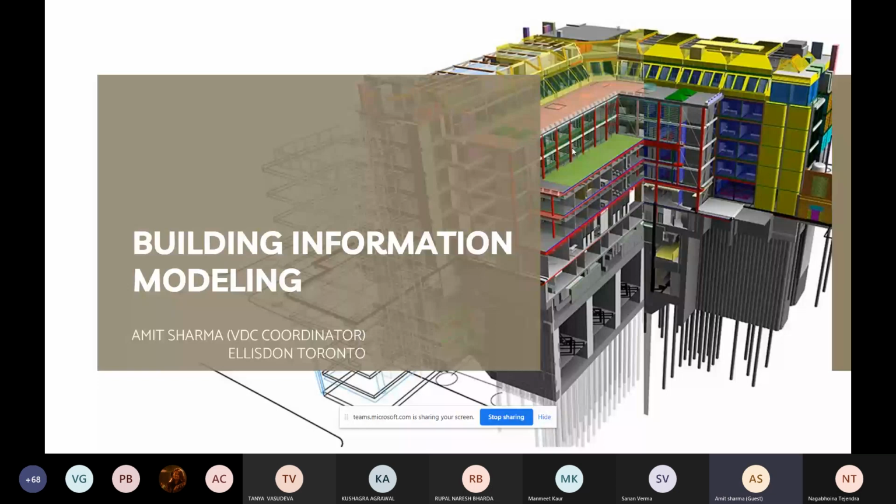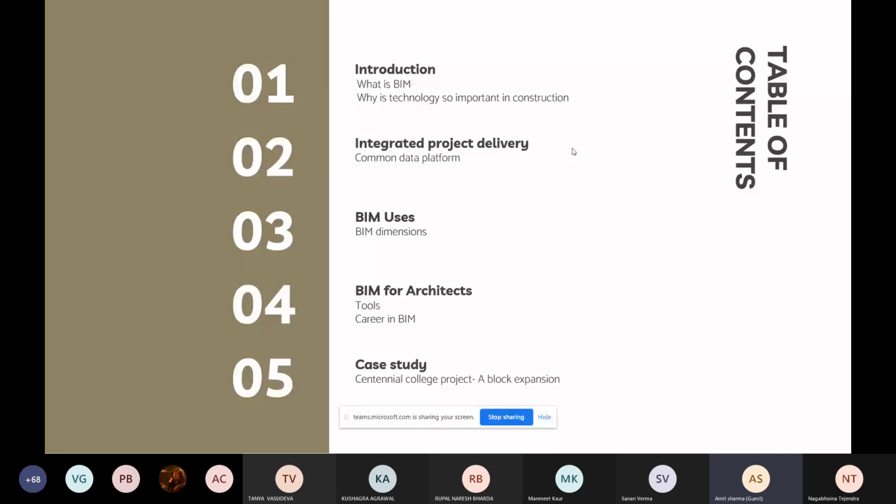In this presentation, I'll talk about what exactly is BIM and why technology is so important in construction. I will also talk about integrated project delivery and common data platform. We'll discuss some BIM uses and BIM dimensions, how we go from 3D to 4D and 5D. I'll discuss BIM for architects, what tools architects can use, and what the career is for architects and everyone in the BIM industry. And in the last, I'll discuss a case study and the project that I'm currently working on. It's a Centennial College project here in Toronto, Canada.